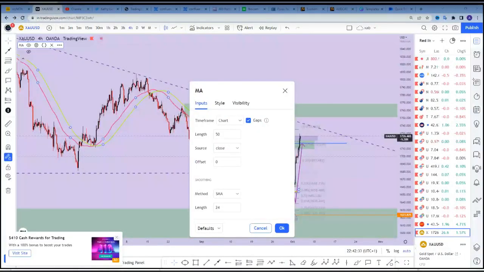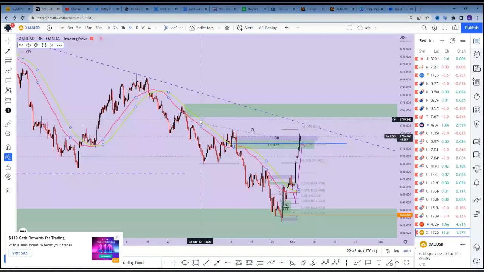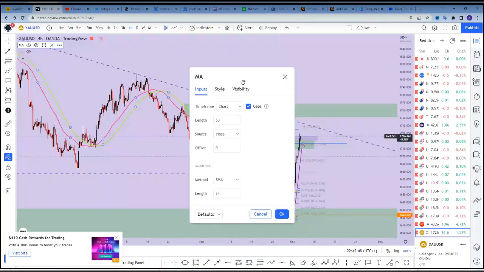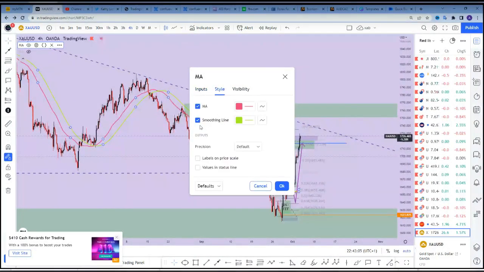You said there are two moving averages. I didn't get the settings of the second one. I know you said one is the 50 period moving average, and which other one? On TradingView, the two are just together. Everything is together on TradingView. Just set the length to 50, source close, then come to method and length. After you have changed this length, you've put it at 24, then you come to style and make sure that this smoothing line is ticked. That's the setting. Okay, just the 50, 24. All right, thank you.